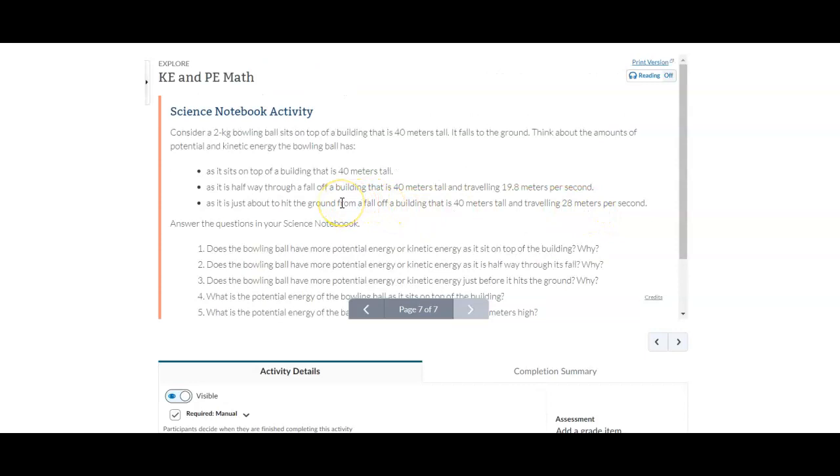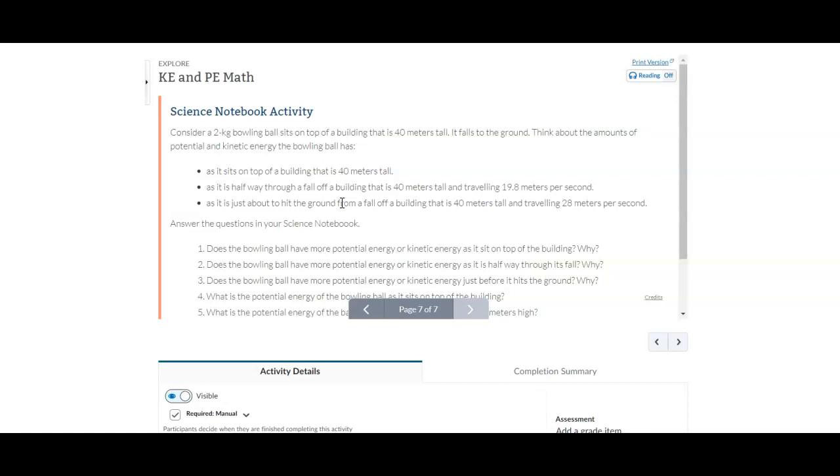Halfway through the fall, we need to calculate the kinetic and potential. So if we calculate PE, we have a mass of 2 times 9.8 meters per second squared times the height. So if it's halfway, it tells us that it would be 20 meters. So we multiply those all together. We have 392 joules. That's potential energy.